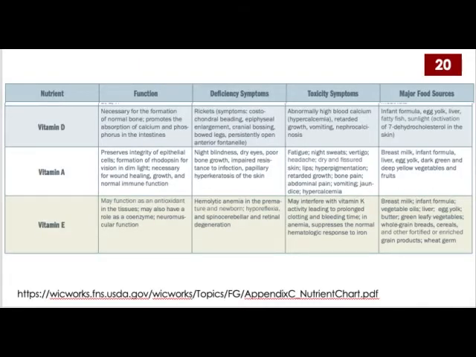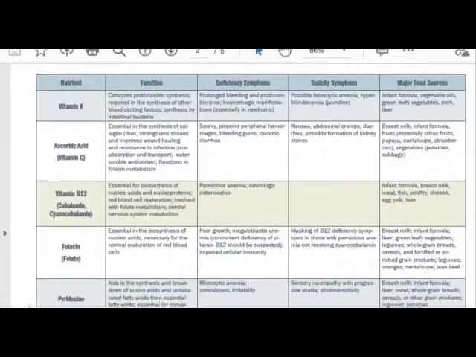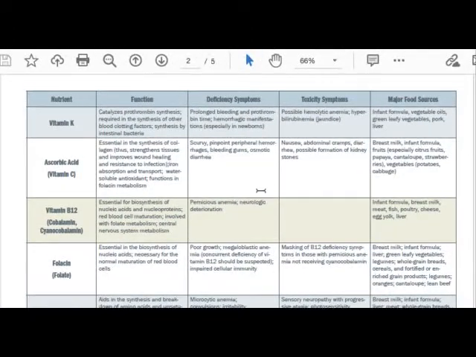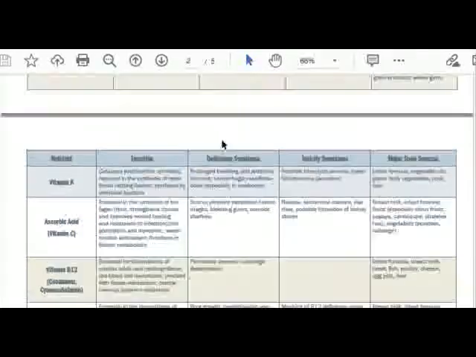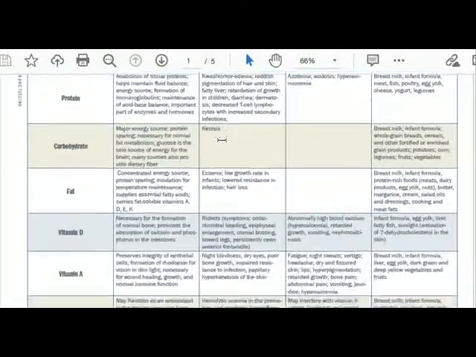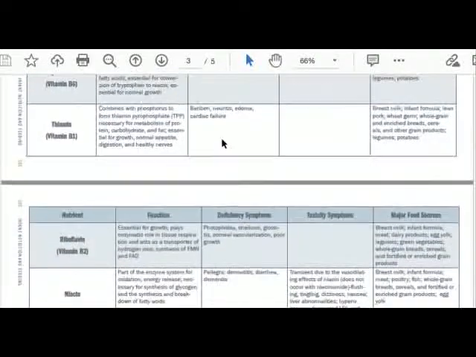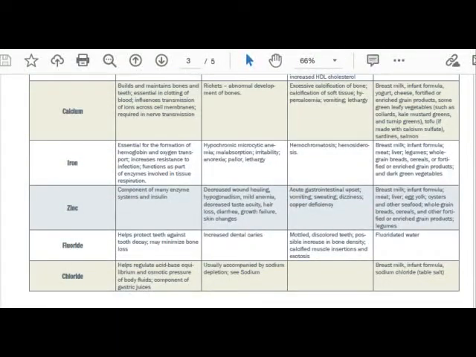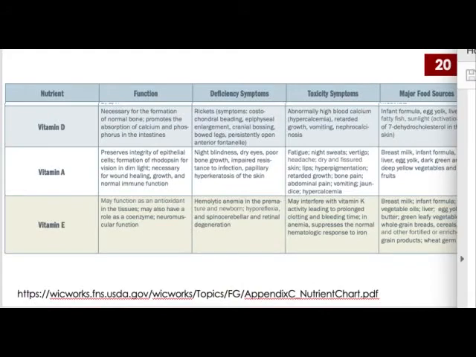It's actually not so easy to get a toxicity or overdose on vitamins, right? Unless you really get high doses of it from supplements, it's pretty tricky actually. So most of the time it's pretty safe. I've also included this chart in your further reading, which tells you the symptoms and the function of all the different nutrients and micronutrients that we need in the body, that you can check if you need some further information, right?